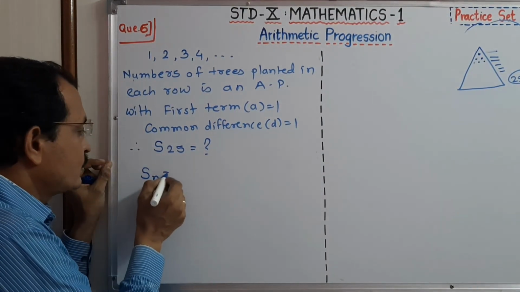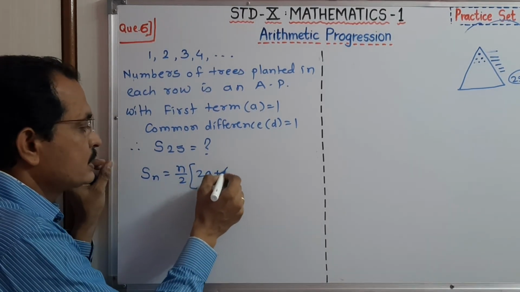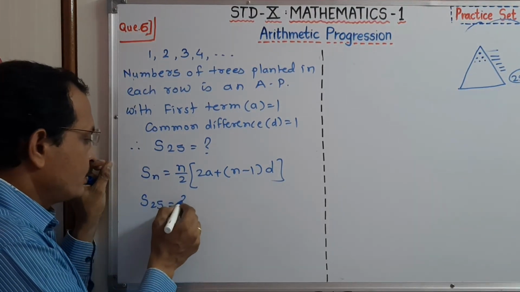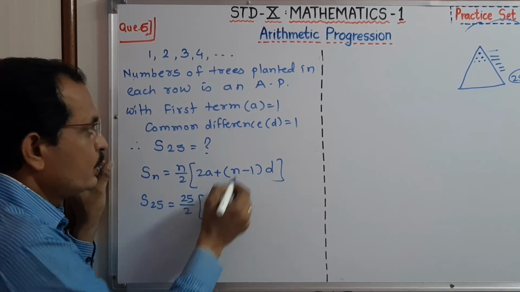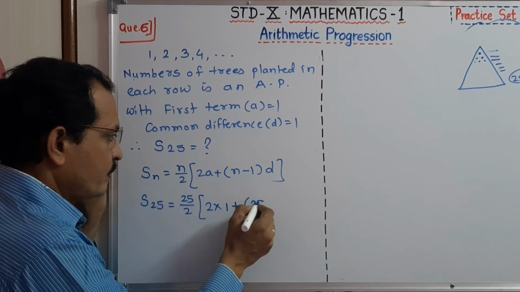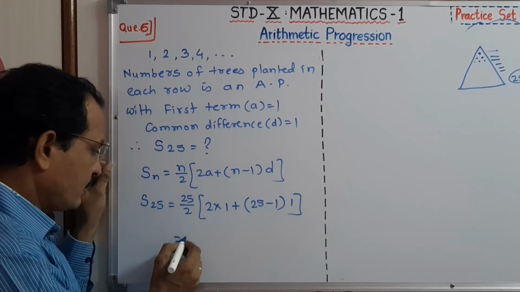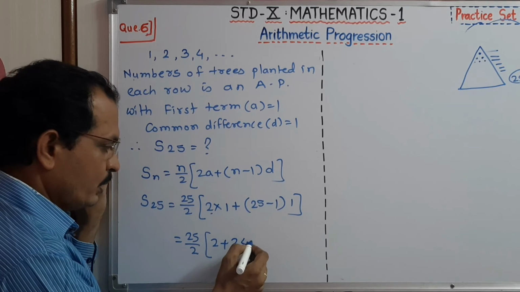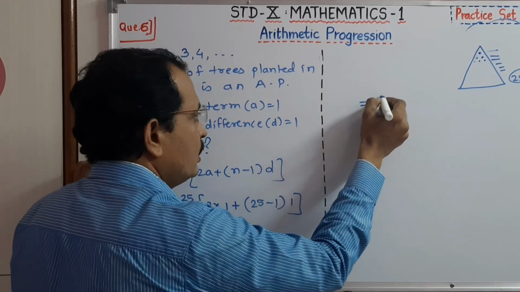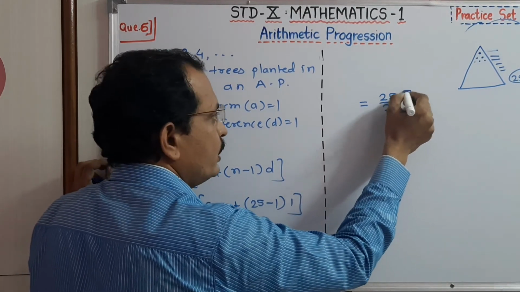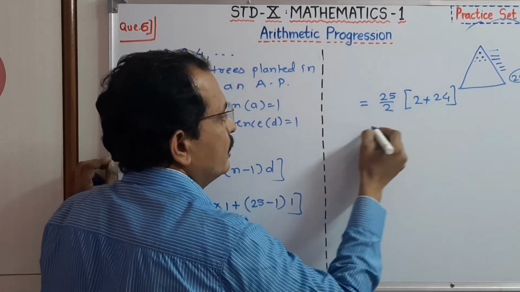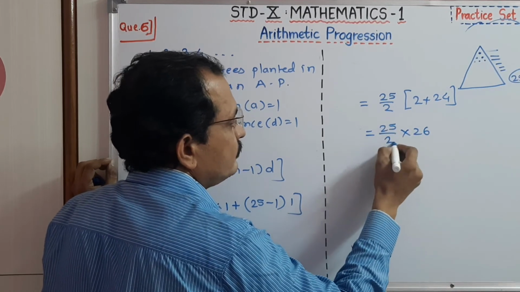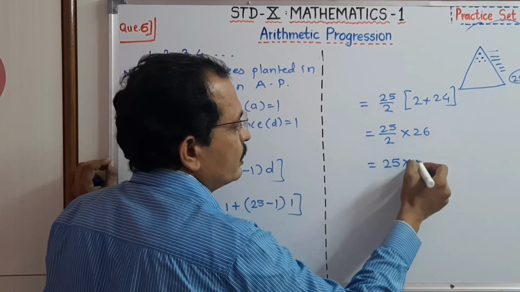Dear student, Sn is equal to n upon 2 into 2a plus n minus 1 into d. Substitute the values. S25 is equal to 25 upon 2 into 2 into 1 plus 25 minus 1 into 1. Therefore 25 upon 2 into 2 plus 24 into 1. Therefore we got here 25 upon 2 into 2 plus 24. Therefore 25 upon 2 into 26. Therefore, dear student, 25 into 13.